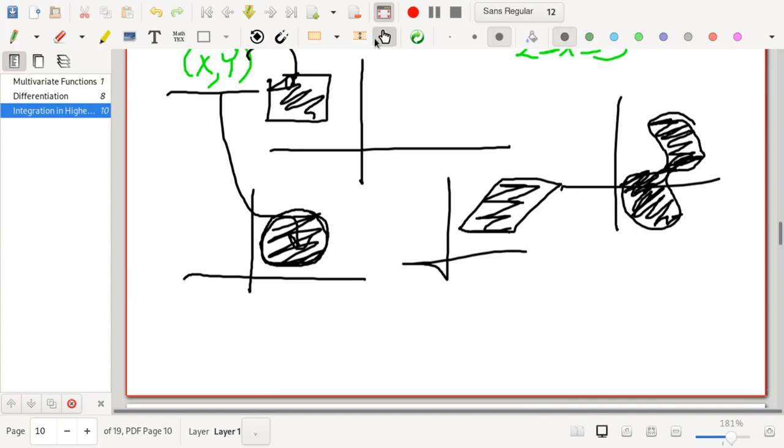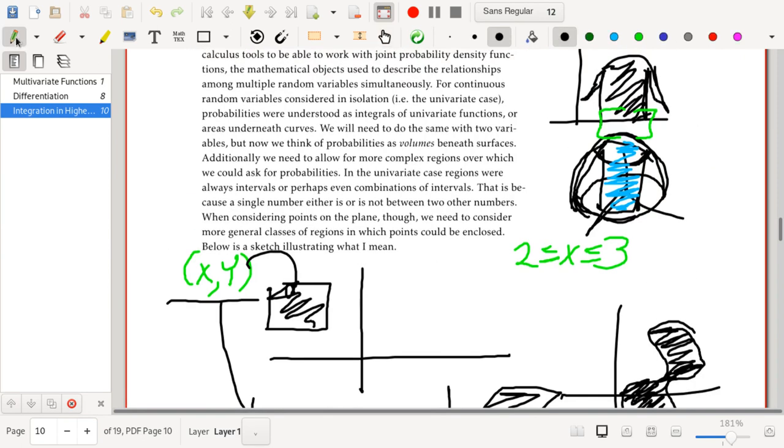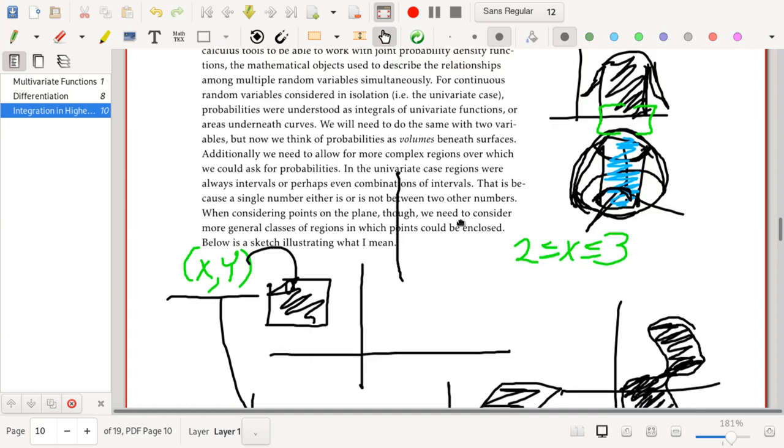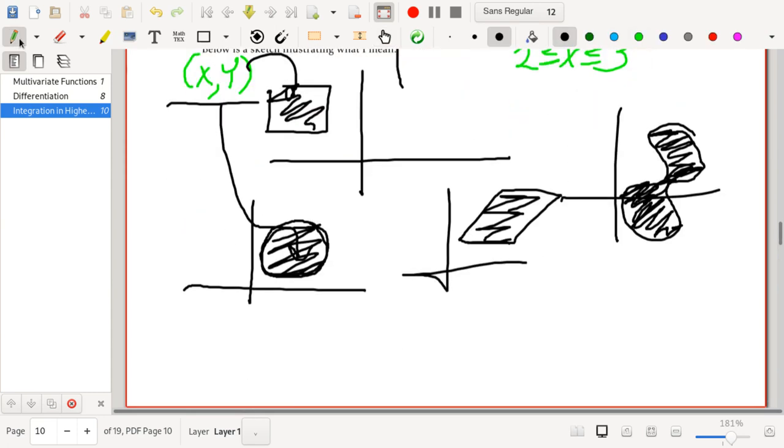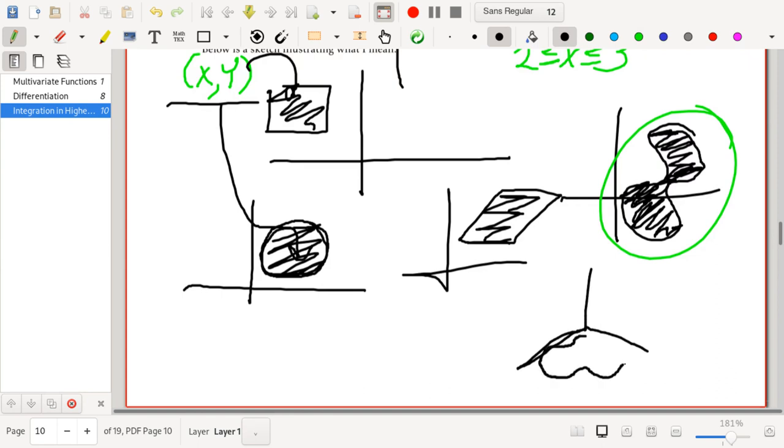We need to, like in this sketch, this looks somewhat like a circular region over which the two random variables could possibly be, in which case we would compute the volume beneath the surface over that region, right? And not only that, we're going to have to allow for really weird regions, like this region here that I've circled in green. That's going to have to also be accounted for in some way. I don't know necessarily that we will ever try to compute a probability in that region, but at least whatever conceptual framework we are using needs to allow for that possibility.